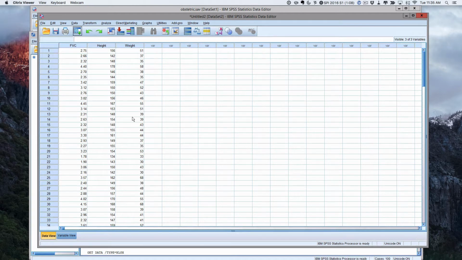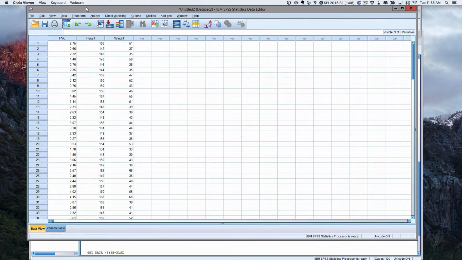And the idea of this data set was to hopefully develop a model so we could take a 12-year-old boy's height and weight, predict what their lung capacity should be, and then if their lung capacity when we measure it is less than that, then we have an indication they may have early signs of asthma.